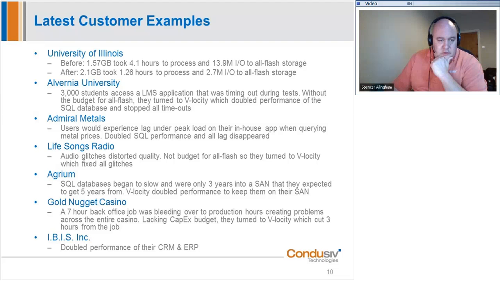And the last one I'll pick out here is this one, Agrium. Their SQL databases began to slow down over time, and they were only 3 years into their storage lifespan. They were expecting to get 5 years out of this storage, but already 3 years in, it was starting to slow down. We, again, doubled the performance on their existing hardware infrastructure, and not only is that allowing them to keep their SAN storage for the full 5 years, they're now looking at keeping it running for longer and sweating that expensive storage asset for a greater period of time, which is fantastic.